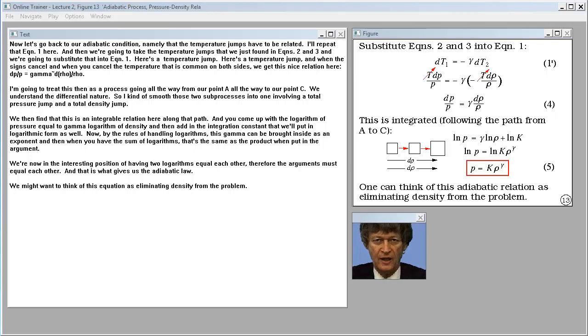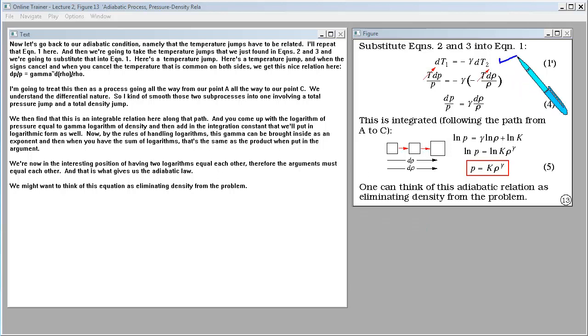Now let's go back to our adiabatic condition, namely that the temperature jumps have to be related. I'll repeat that equation number 1 here. And then we're going to take the temperature jumps that we just found in equations 2 and 3, and substitute them into equation 1. Here's a temperature jump, here's a temperature jump. And when the signs cancel, and when you cancel the temperature that's common on both sides, you get this nice relation here: dP over P equals gamma d rho over rho.